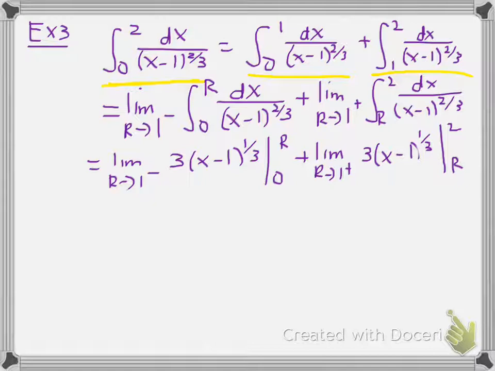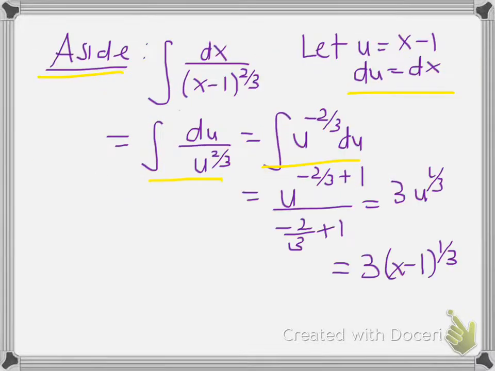Okay, so we have the limit. Since we're going in this first integral from 0 to 1, it's the limit as r approaches 1 from the left. So if you think about it, we're looking at it from 0 to 1, so that means you want all the values to the left of 1, of the integral from 0 to r of dx over (x minus 1) to the 2/3, plus, now we're on the interval 1 to 2, so we want the limit as r approaches 1 from the right of the integral from r to 2 of dx over (x minus 1) to the 2/3.